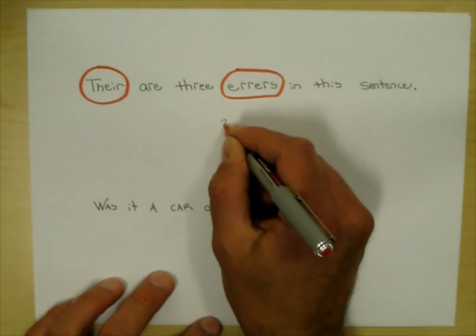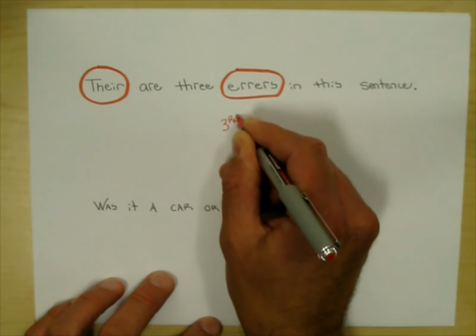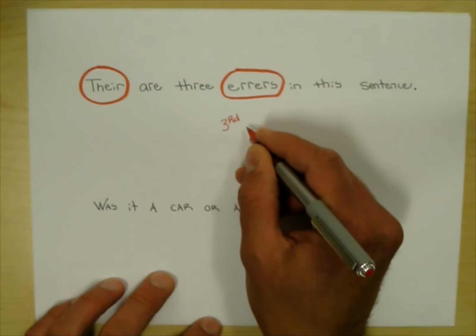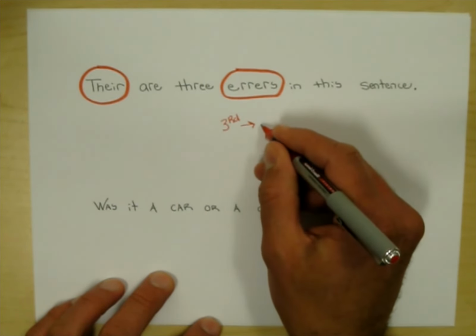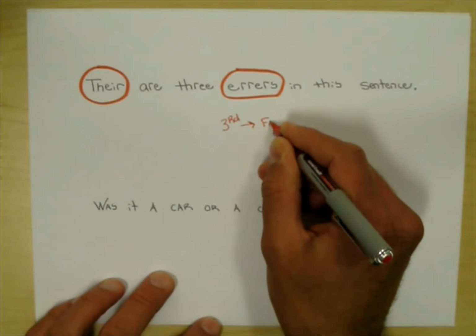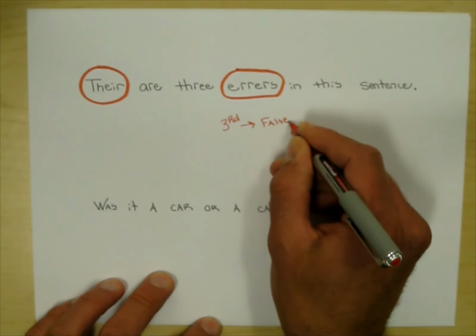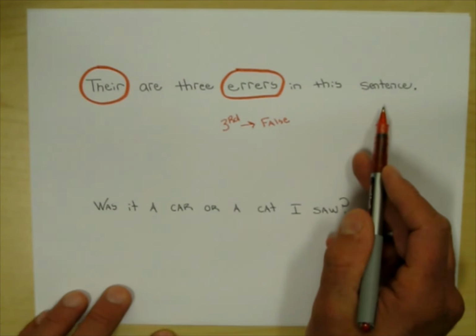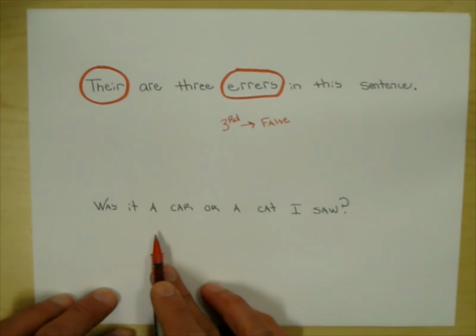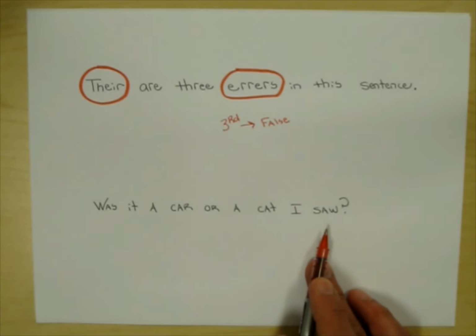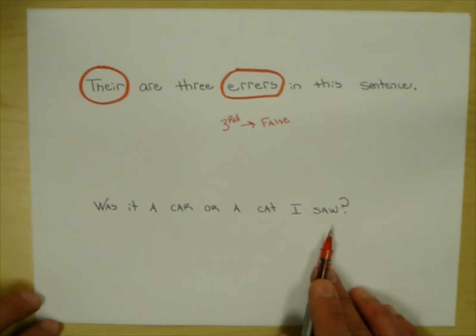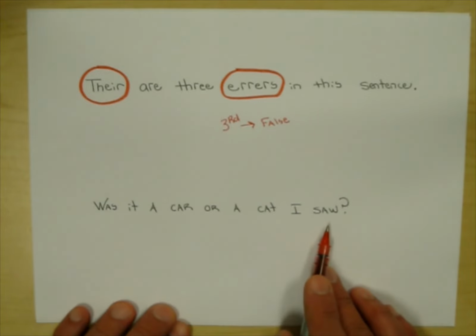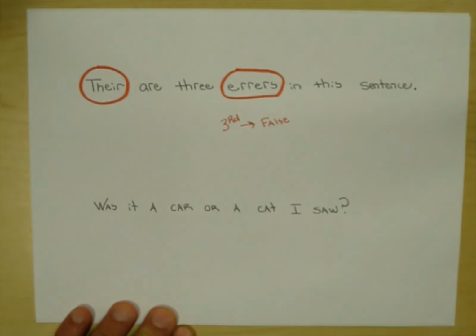So the third error is that it's untrue. It's false. Okay, because there's only 2 errors in the sentence. So some of you did not like it, and that's why I put this one. This one, was it a car or a cat I saw, is called a palindrome, which means it reads backwards the same way that it reads forwards.